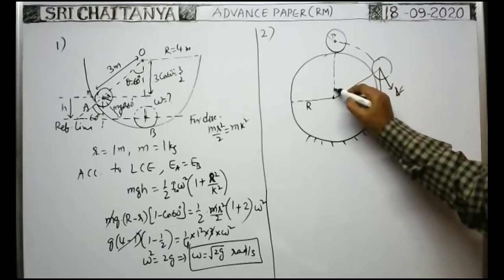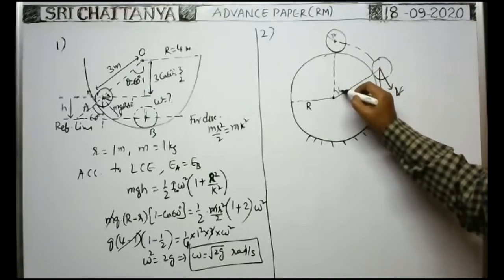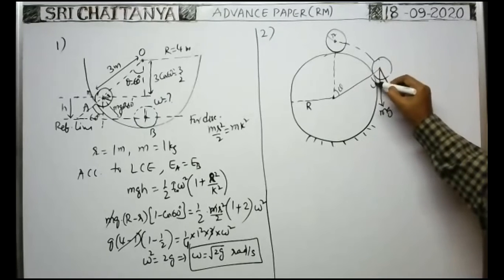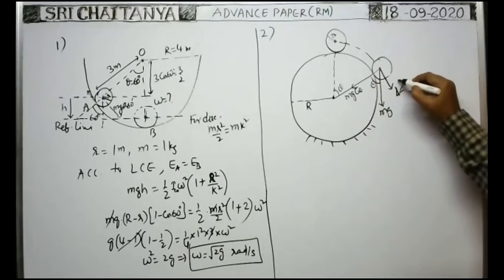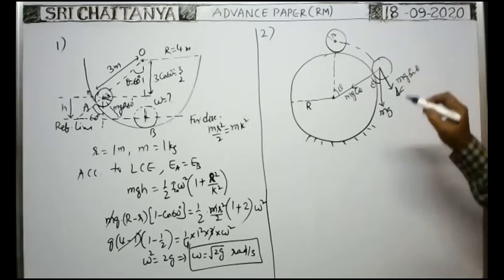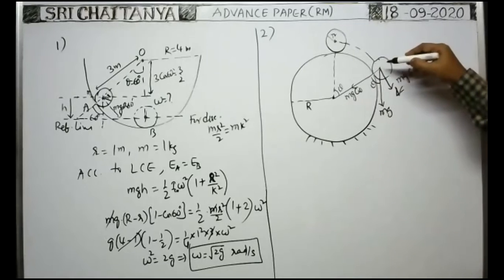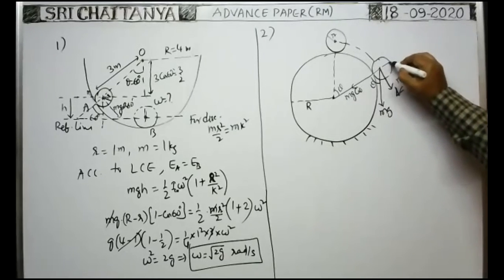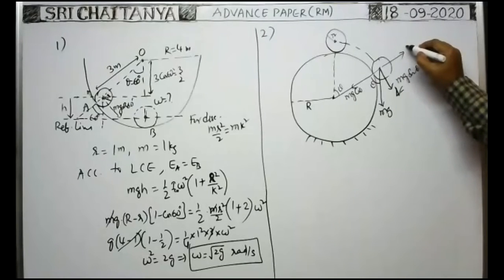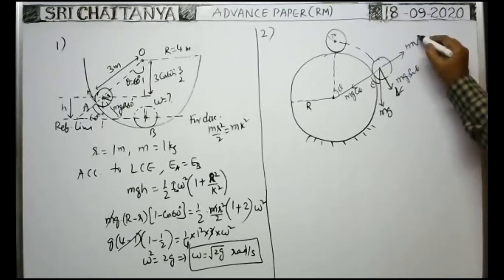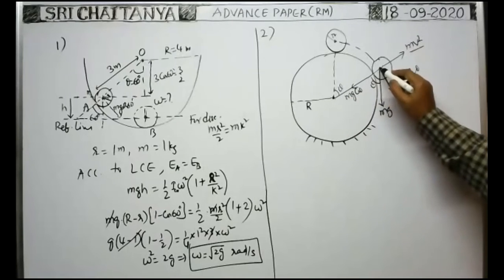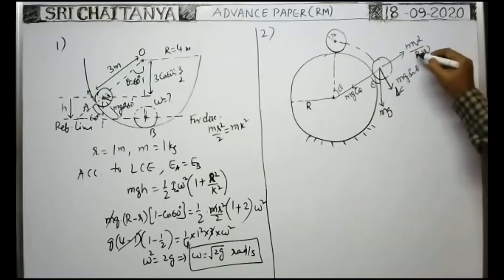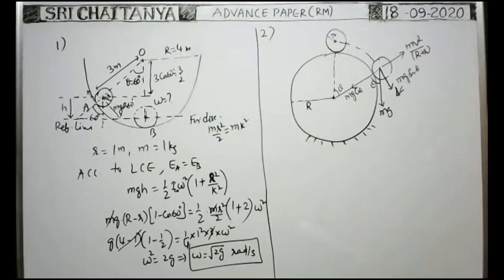If this angle is theta, then of course this angle is theta. So the weight component in this direction is equal to mg cos theta, and along the tangential direction it is mg sin theta. And as it is having velocity v, it experiences the centrifugal force also, away from the cylinder. That is equal to mv square by radius of this circular path. What is the radius of the circular path? This is capital R plus small r. That's why capital R plus small r we have to write.